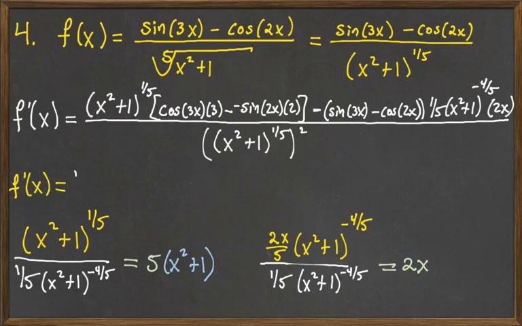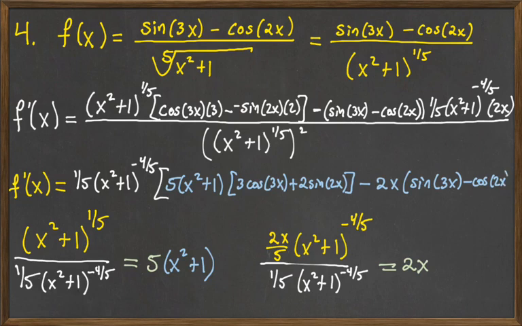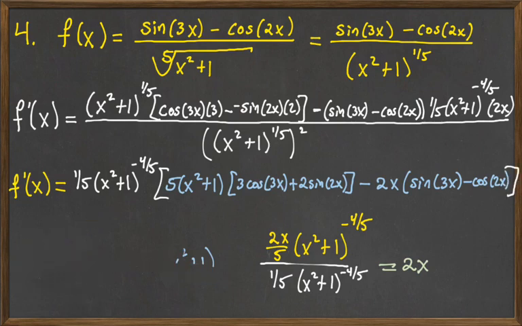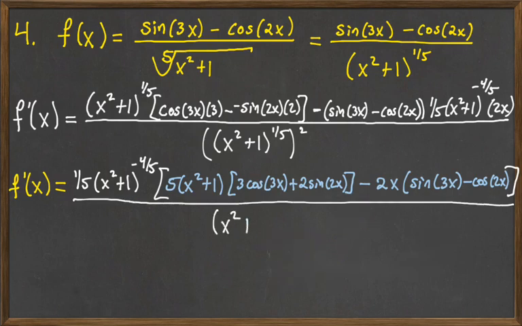All right, so f prime of x is going to be equal to 1/5 x squared plus 1 to the negative 4/5. That's what we factored out. And then we have 5 times x squared plus 1, and then that'll be 3 cosine of 3x plus 2 sine of 2x, minus 2x times sine of 3x minus the cosine of 2x, all over x squared plus 1 to the 2/5.